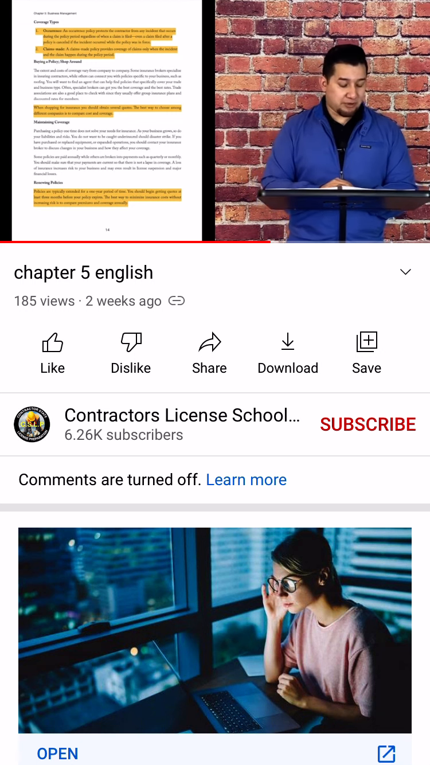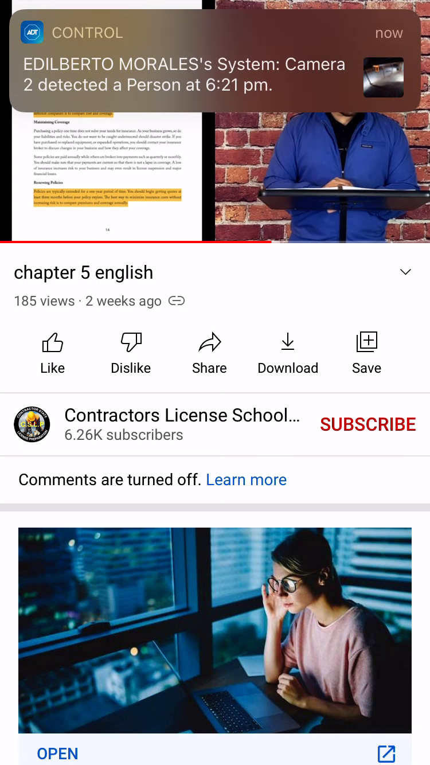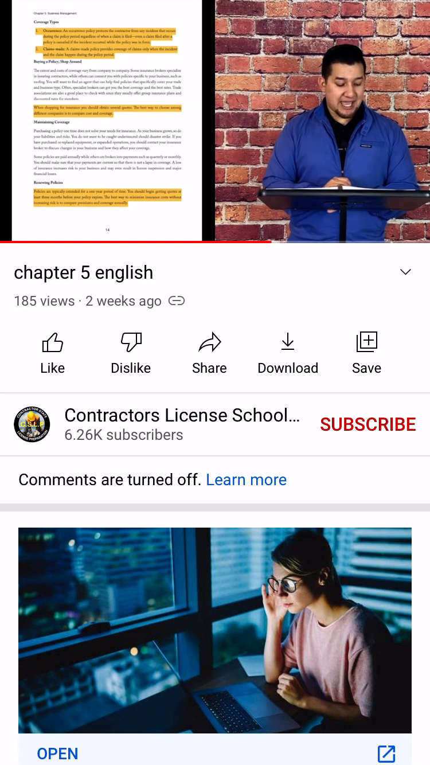And in the last paragraph on page 14, you want to highlight that paragraph in full where it tells you, policies are typically extended for a 1-year period of time. You should begin getting quotes at least 3 months before your policy expires. The best way to minimize insurance costs without increasing risk is to compare premiums and coverage annually.